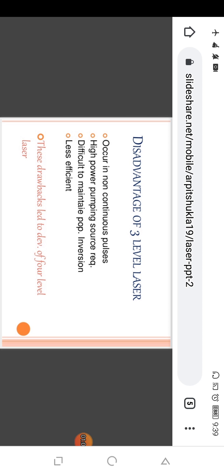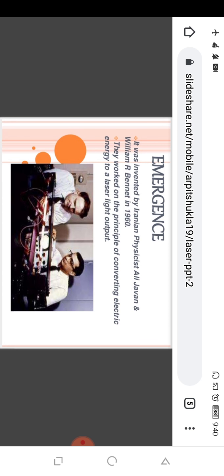Why should we require a helium neon laser? Earlier, ruby laser, which is a solid state laser and also called a 3-level laser, had some disadvantages. The first thing is the laser is not continuous. It is in the form of pulses, and a very high power pumping source is required, and very low efficiency is obtained. That is the reason why we need to search for an alternative, and that alternative to some extent is given by helium neon laser. So let us see the helium neon laser.